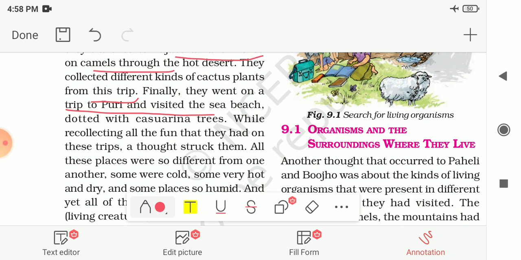which is dotted with casuarina trees, a kind of tree. These kinds of trees are found on that sea beach.